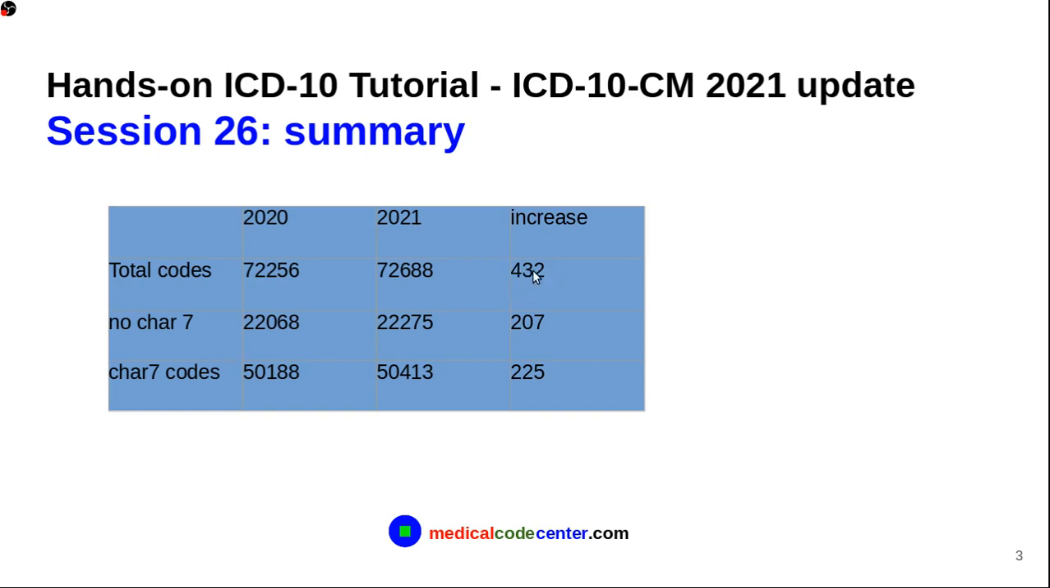In this, 432 codes. For the codes which do not need character 7, we have around 200 more codes. And for the codes that need character 7, we have 225 more codes. So this is a big chunk. Around 60% of all ICD-10-CM codes need a character 7.